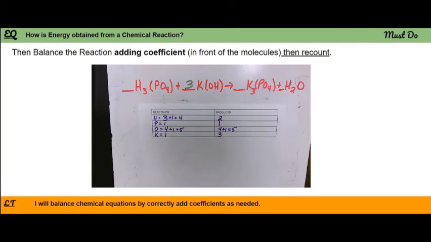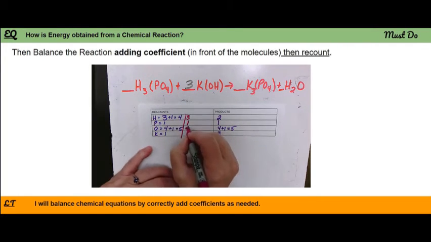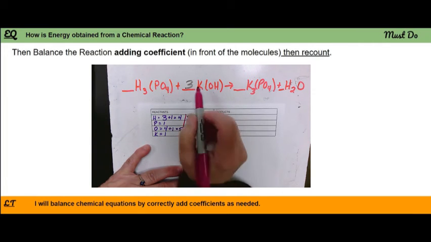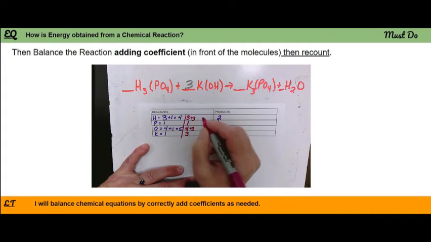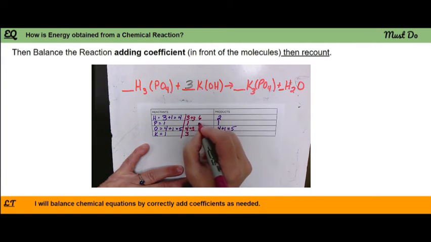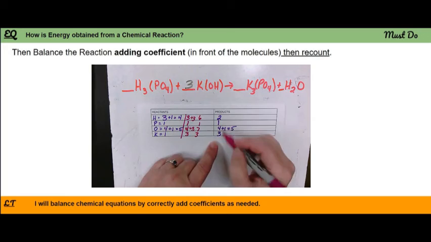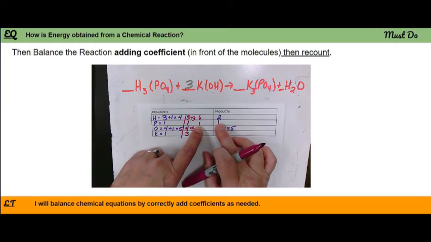Okay? Now I have to fix my numbers so that my numbers are correct. So I still have 3 and 1 and 4, but now I have 3 K's because I'm multiplying by 3, and I have 3 O's, and then I have 3 H's. So now I have 6, 1, 7, 3. Okay? I haven't done anything on this side, so my numbers stay the same. So my K's balance, my P's balance, but my H's don't.